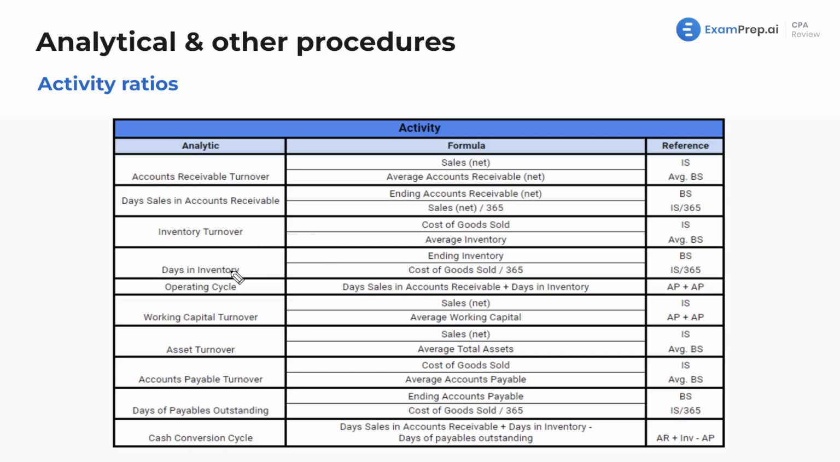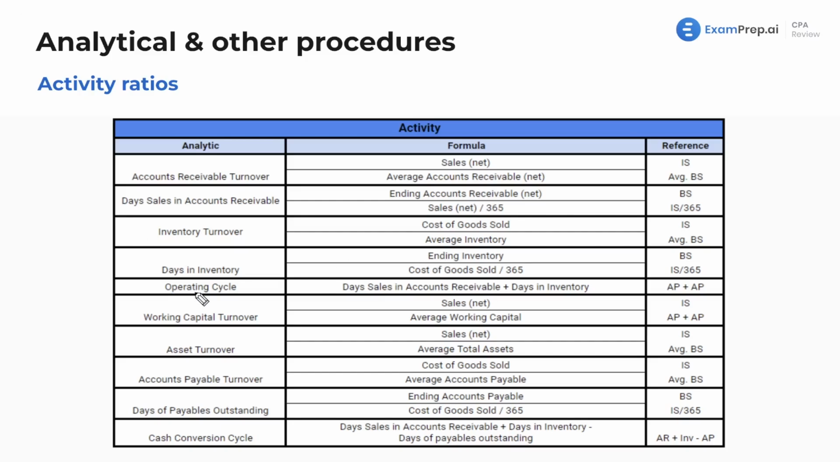The days in inventory ratio is going to represent the average number of days that a company takes to sell its inventory. This is going to give an indication of how well the company is managing its inventory. And here, a lower ratio is going to be better. We see ending inventory divided by expenses. Like we said, this is a quote unquote bad thing. So expenses, if they're lower, it's going to raise the overall ratio.